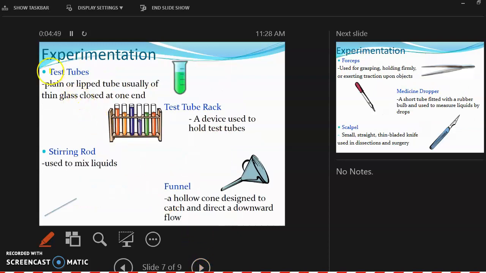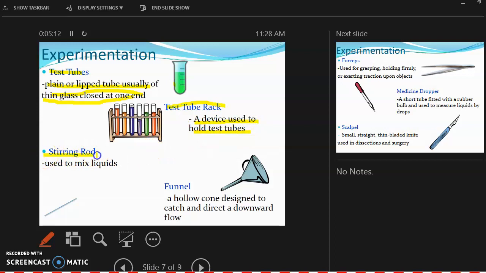Skinny. So a test tube is a plain or lip tube, usually of thin glass, closed at one end. Okay, so it's closed here, and most of the time it's made of thin glass. And then a test tube rack. Of course, you guys can guess what a test tube rack does. Okay, it's going to hold the test tubes.